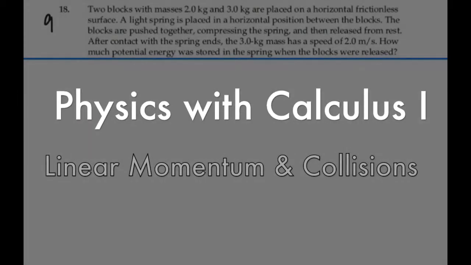Here's problem 918. Two blocks with masses 2 kilograms and 3 kilograms are placed on a horizontal frictionless surface. A light spring is placed in a horizontal position between the blocks. The blocks are pushed together, compressing the spring, and then released from rest. After contact with the spring ends, the 3 kilogram block has a speed of 2 meters per second. How much potential energy was stored in the spring when the blocks were released?